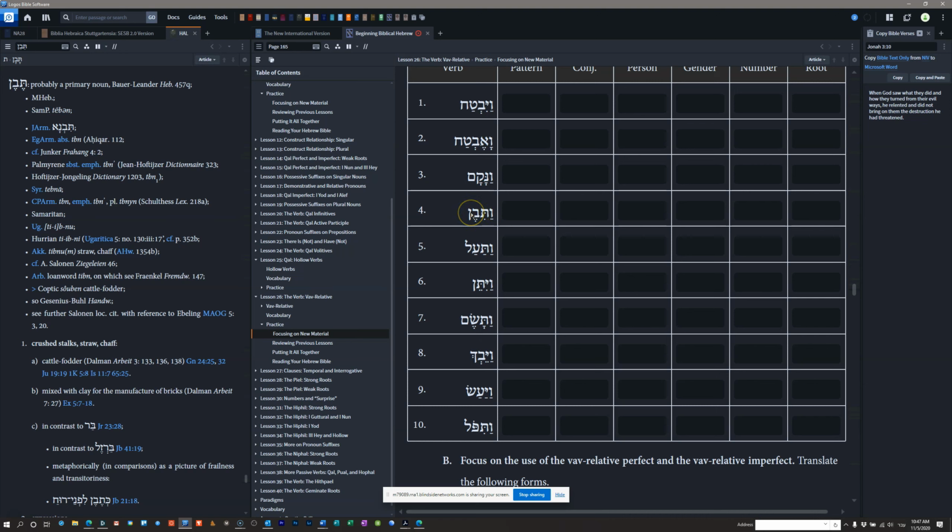What if we're missing the R2? Well, there's a couple problems with that. First of all, the only bet nun verb that we've learned that's hollow is bin, but hollow verbs aren't going to have a hireq prefix vowel. They're going to have a qamets prefix vowel. So we're not missing R2. We must be missing R3.